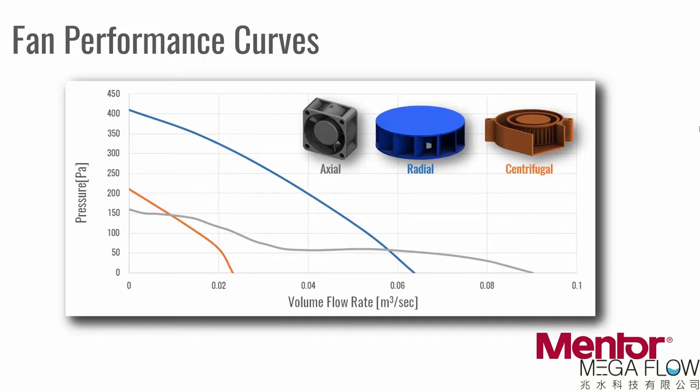So why would you choose one fan over another? There are a number of considerations, including the fan curve, but another is form factor. Incorporating a fan into a system may require the integrator or engineer to match the form factor of the system with the design of the air mover. Integrating fans into systems is a full topic in itself, and we will discuss it in a future webinar.